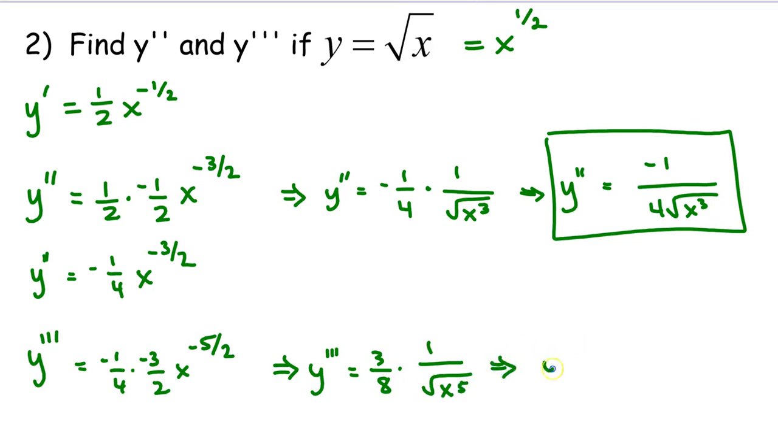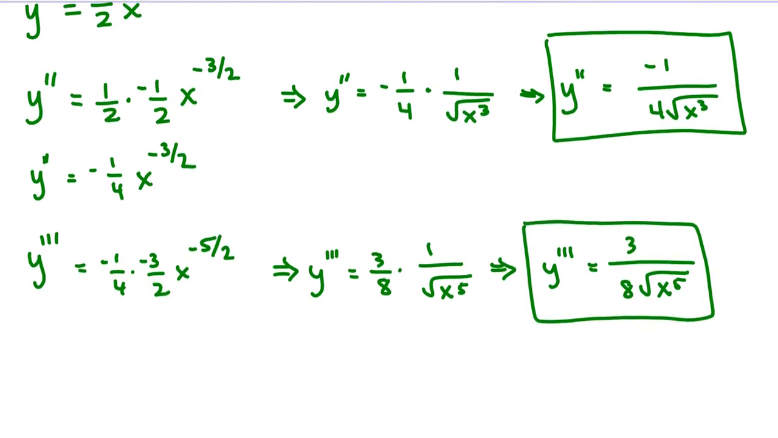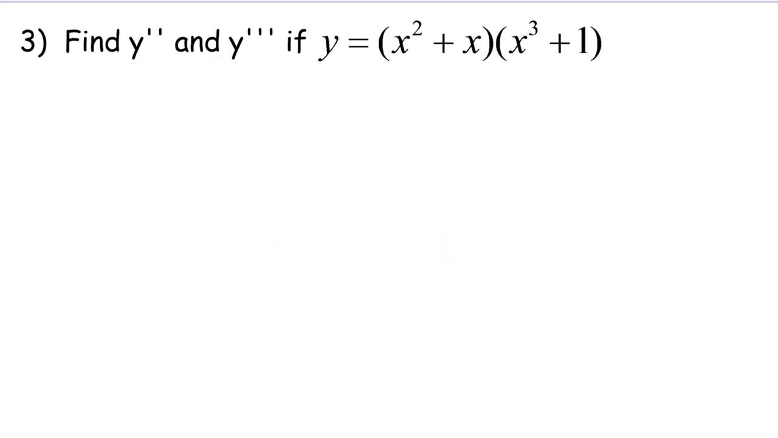So writing that as a single fraction, we have y triple prime equals 3 over 8 times the square root of x to the 5th. And just like before, if we were going to simplify the radical, we can write 3 over 8 times x squared times the square root of x. Okay, let's take a look at another one.